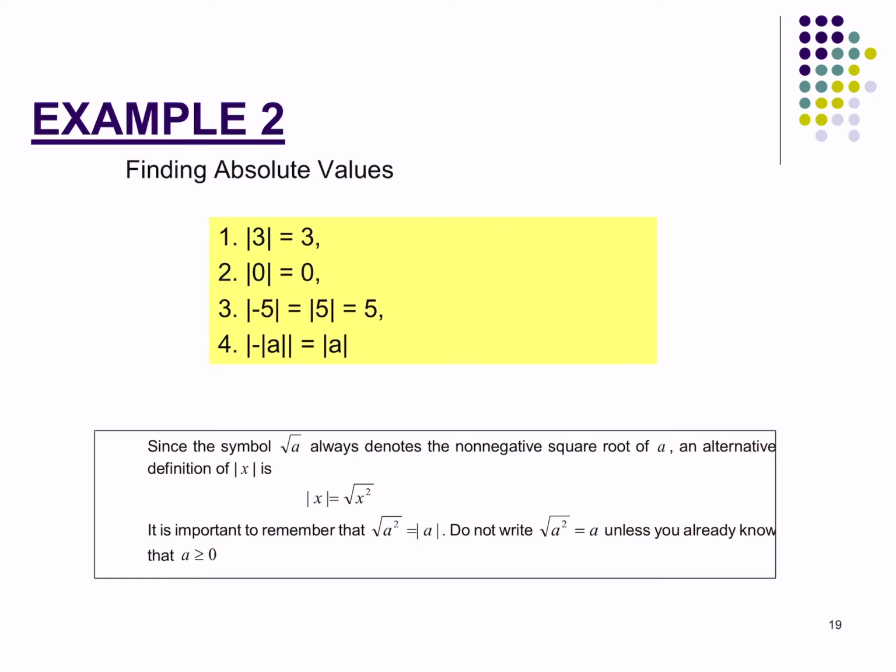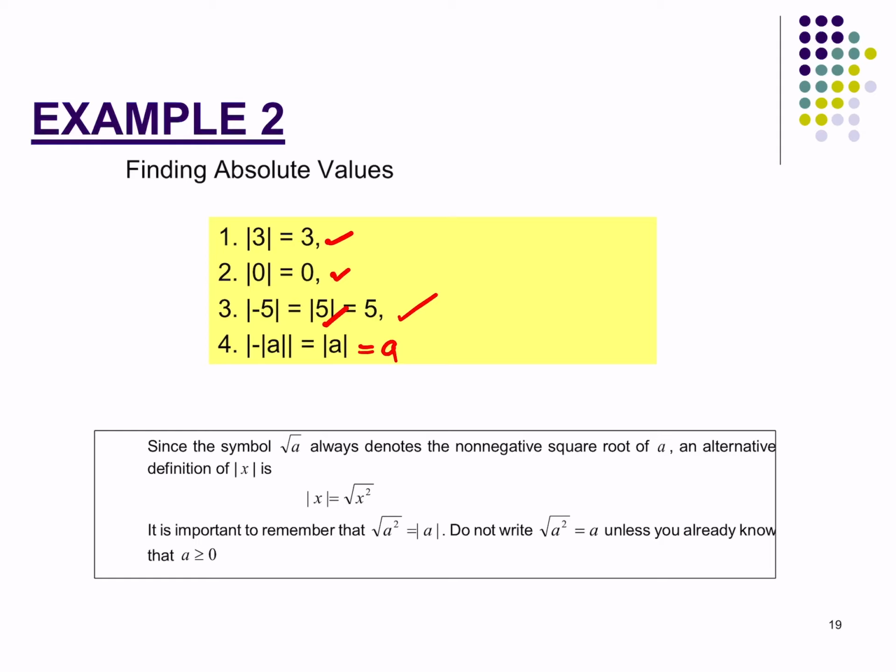Example 2, finding absolute value. The first one, the absolute value of positive 3 is equivalent to 3. Absolute value of 0 is basically equivalent to 0. Absolute value of minus 5 is equivalent to absolute value of 5, and that's also equivalent to 5. The absolute value of minus the absolute value of A is also equivalent to the absolute value of A, and the absolute value of A is also equivalent to A.